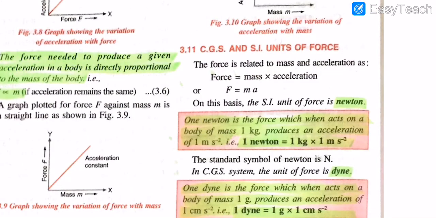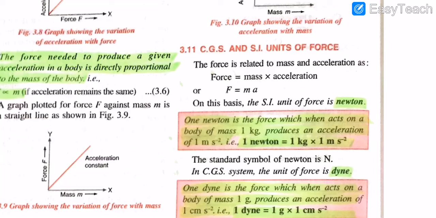And from here, we talk about the CGS and SI units of mass, acceleration, and basically of force in general, because force equals mass into acceleration, and that's what Newton's second law of motion talks about. The SI unit of force is the Newton. 1 Newton is equal to 1 kg m/s². The standard symbol of Newton is N.